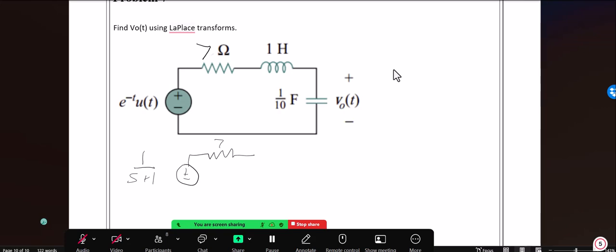Okay. So we can then transform our inductor. What's the transformation of an inductor? S times L. Yep. So this will be just 1s. And then you add a voltage source, but what would the value of our voltage source be?